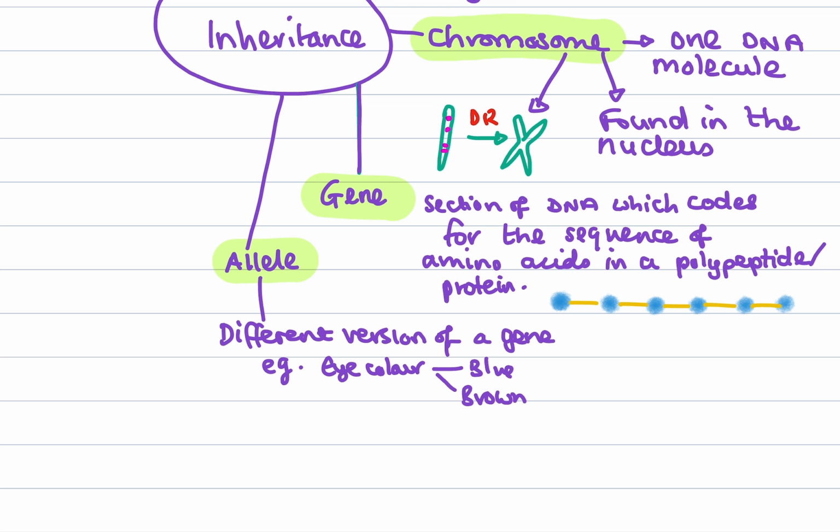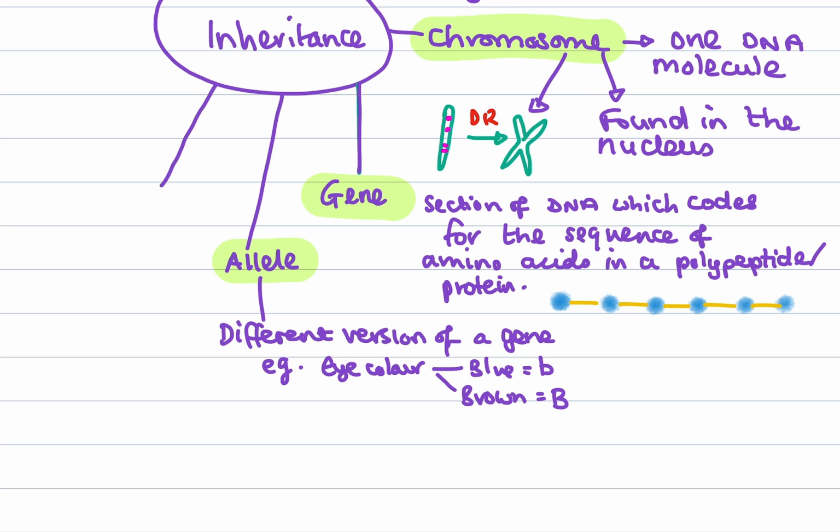We represent the blue with a lowercase b and the brown with a capital B. So these different versions of blue and brown are the alleles. Another example you may have heard of is tongue rolling. Tongue rolling has two alleles, can roll your tongue and cannot roll your tongue, which we represent with capital T and lowercase t.